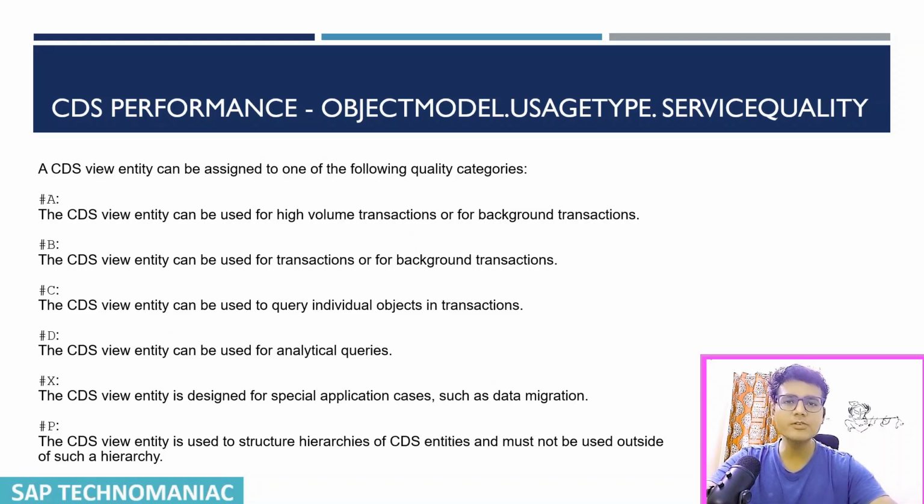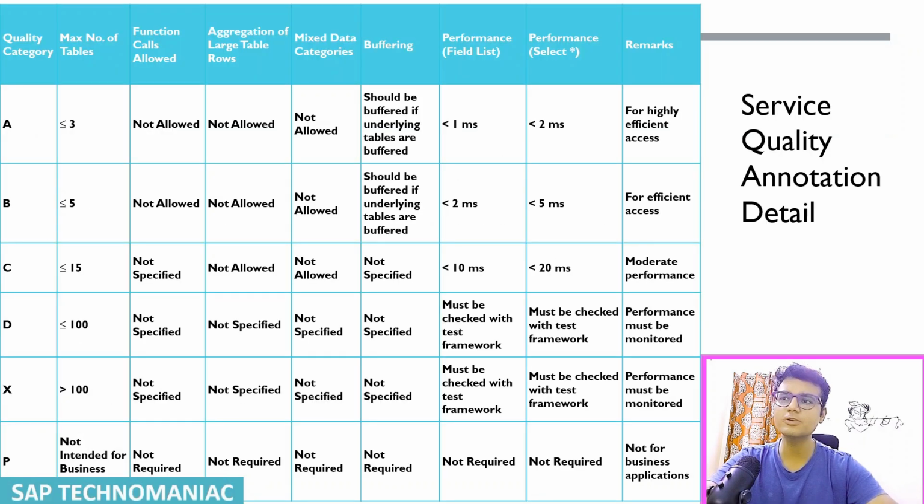How will we decide which one should be A, which one should be B? This is again the guideline given by SAP. I simply did F1 on the annotation.